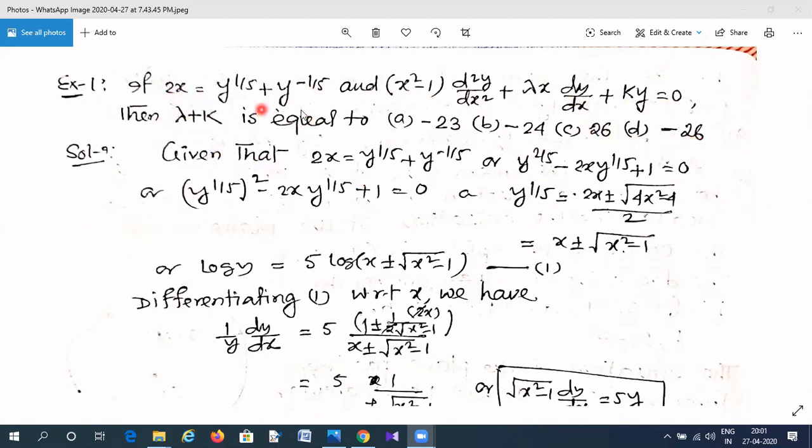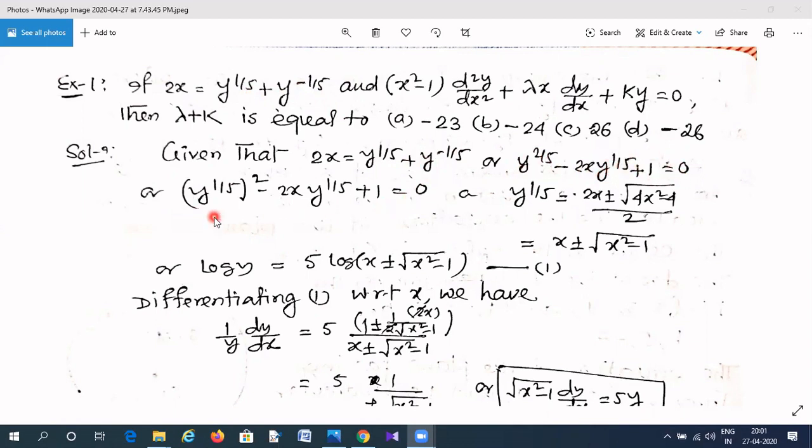The equation which is given is 2x is equal to y to the power 1/5 plus y to the power minus 1/5. Y to the power minus 1/5 means 1 by y to the power 1/5. And if we simplify it, it will become y to the power 2/5 minus 2x into y to the power 1/5 plus 1 is equal to 0.